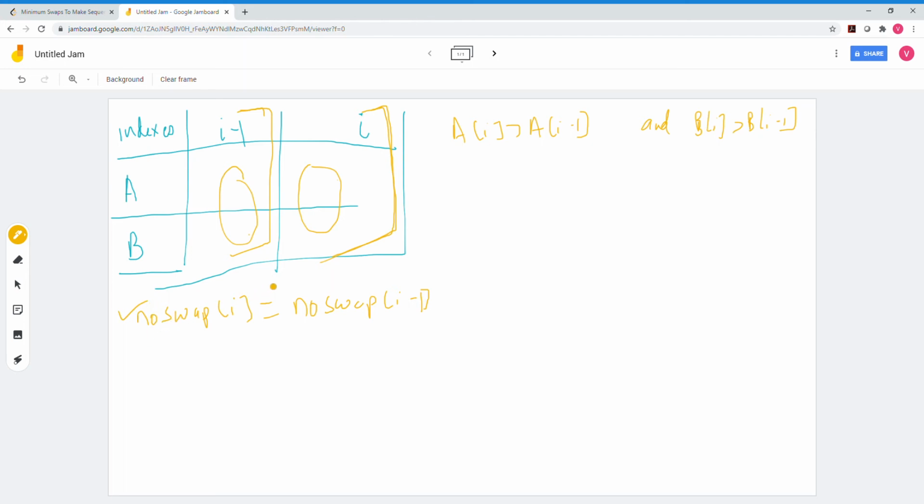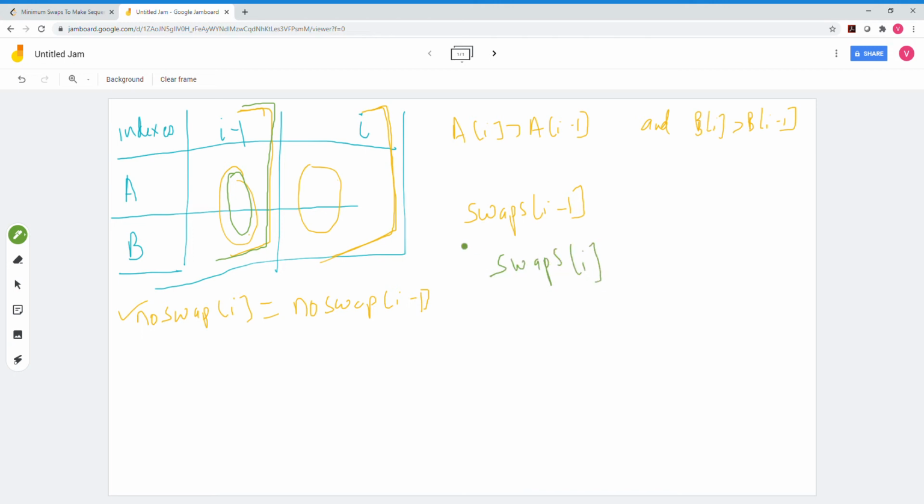Now let us look at the second sub case under this case itself. Let me explain. So what is swaps of I minus 1? This is an interesting case. I'll use a different color over here to explain so you don't get confused. Swaps of I minus 1 is basically the cost to make the array increasing until here, such that there is a swap here.